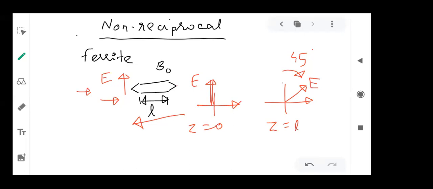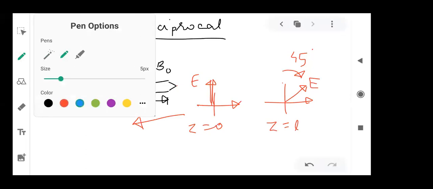If this material is there, the field will rotate once again by 45° only, but this time in the anti-clockwise direction because the direction has changed. But this is not going to happen. This is the reciprocal behavior. Since I said that the ferrite material is non-reciprocal in nature, I will draw the diagram with the help of this blue color.